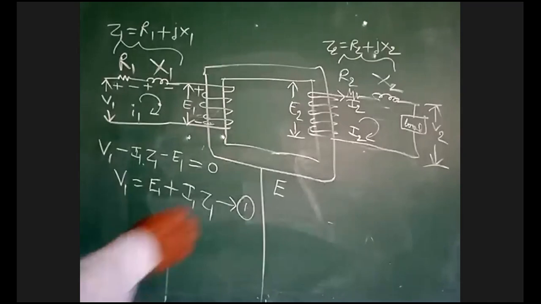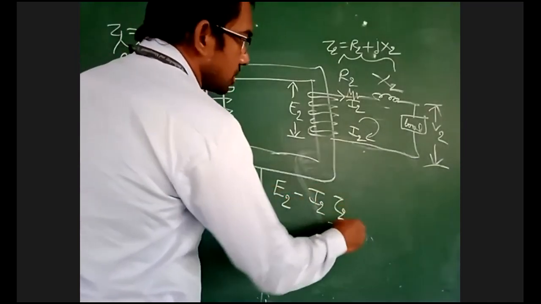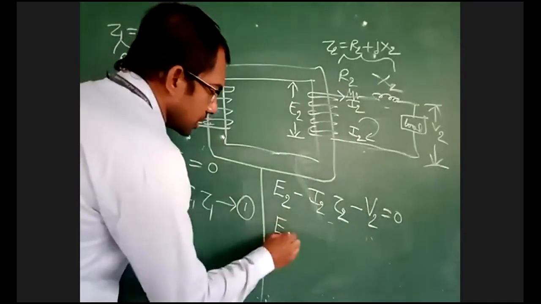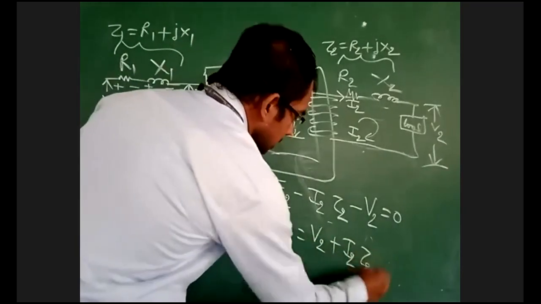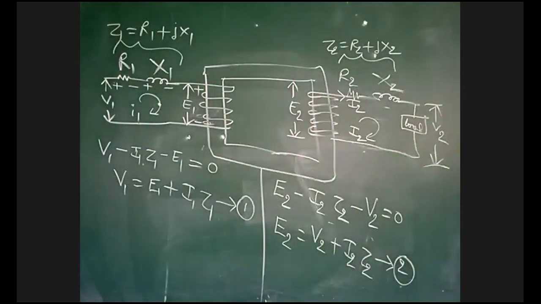Therefore, E2 minus I2 into Z2 minus V2 is equal to 0. Therefore, E2 is equal to V2 plus I2 Z2. Let it be equation 2. Now, any doubt in this?